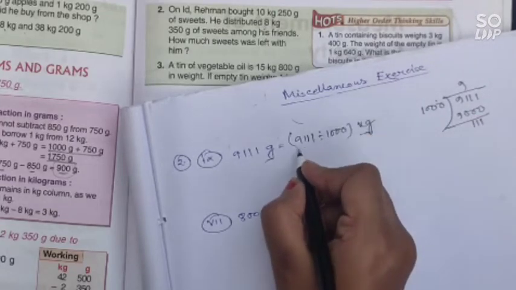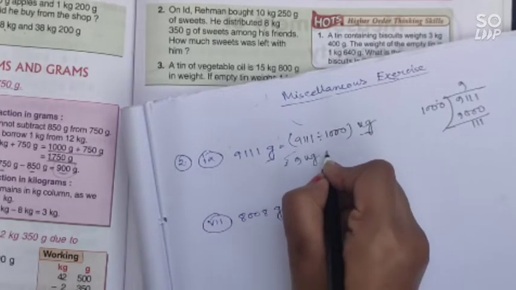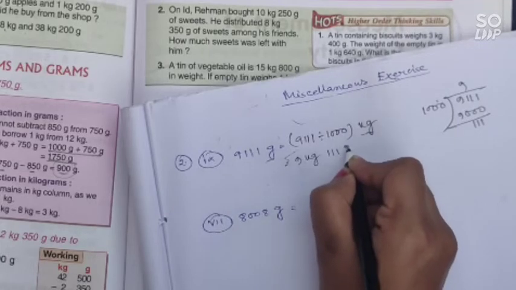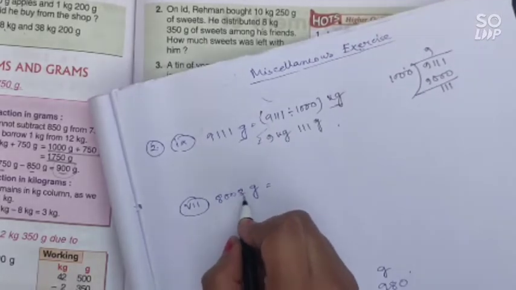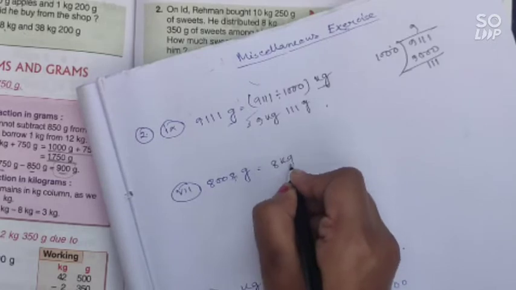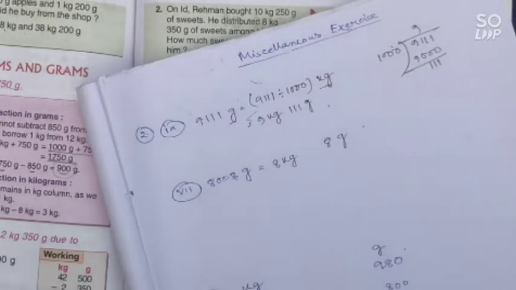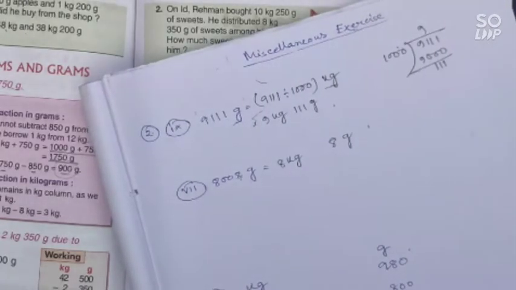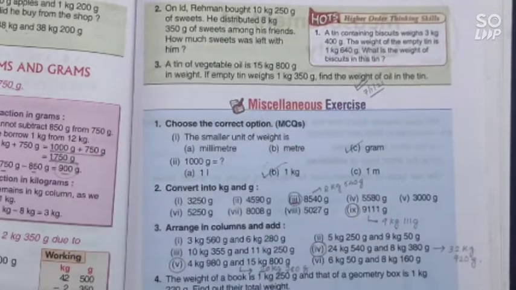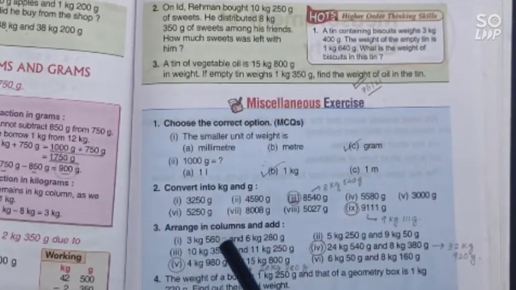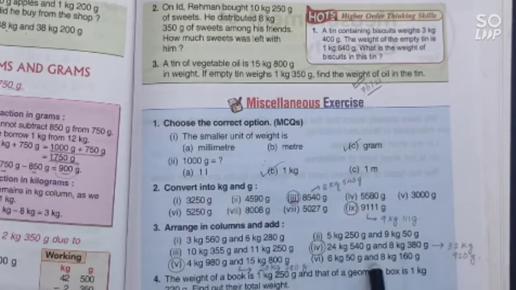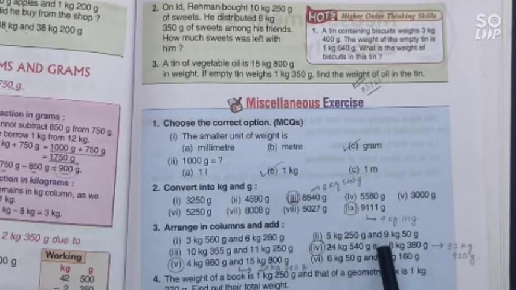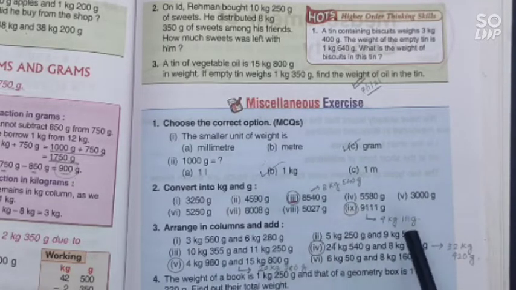So this will be 9 kg 111 gram. Okay, next 8008, this will be 8 kg 8 gram. This is a very easy question. Okay, next question number 3, arrange in columns and add. You have to add all of this quantity. First of all, you have to arrange in columns and then you have to add.